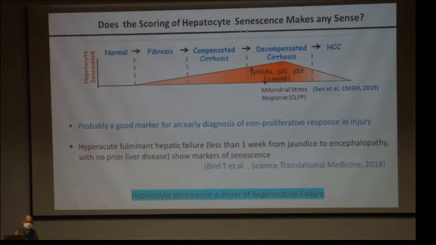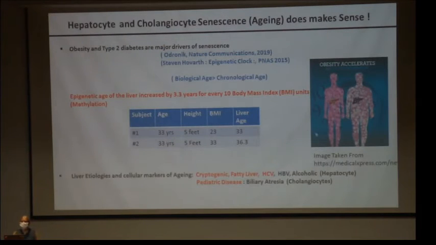So really, senescence makes sense. And why? Because if there is senescence, there is a failure in regeneration. So it's a driver of regenerative failure. Now I'll give you some examples to show both hepatocyte and cholangiocyte senescence.